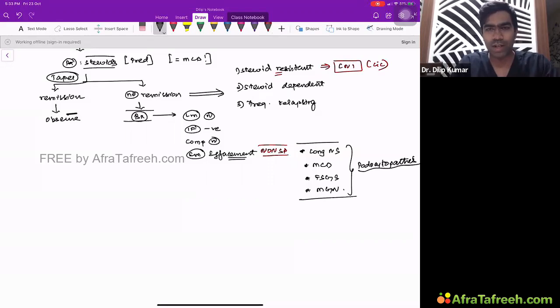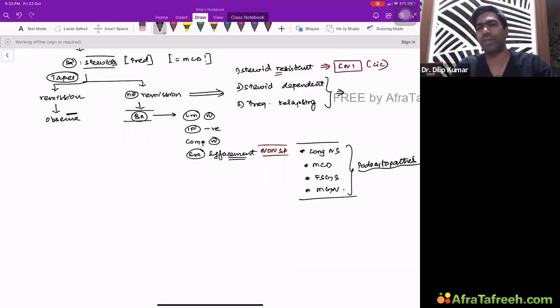Then there are the steroid dependent or frequently relapsing types. Steroid dependent means that whenever you try to stop the steroids, the proteinuria increases again, which means they do respond to steroids initially. When you start steroids, they can have a reduction in the proteinuria to the non-nephrotic range and even lower than that. But once you start tapering the steroids, lowering the dose, your proteinuria increases again. So that is how you can remember the steroid dependent type.